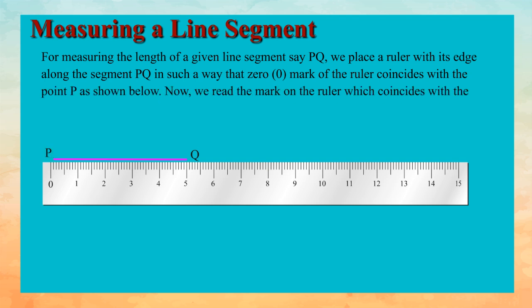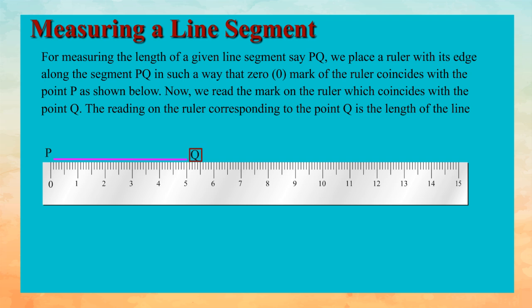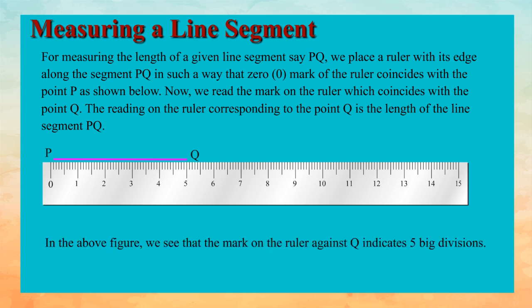Now, we read the mark on the ruler which coincides with the point Q. The reading on the ruler corresponding to the point Q is the length of the line segment PQ. In the above figure, we see that the mark on the ruler against Q indicates 5 big divisions. So, the length of the segment PQ is 5 centimeters. Therefore, PQ is equal to 5 centimeters.